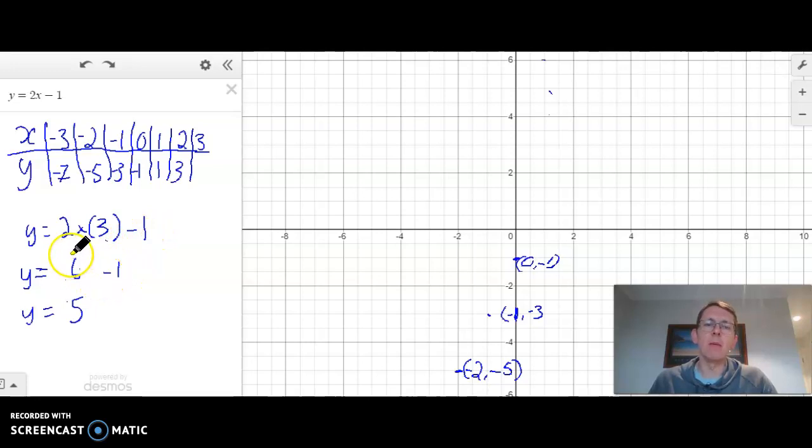Notice each time as we go up by 1 in x, it's growing by 2 in y. It goes up by 2. Why is that? Because every time you increase the x value by 1, you're putting another group of 2 in. So we can plot all these points on here. Now we've substituted these in.